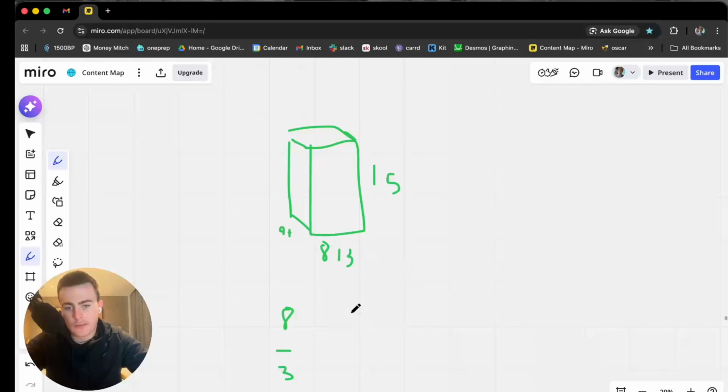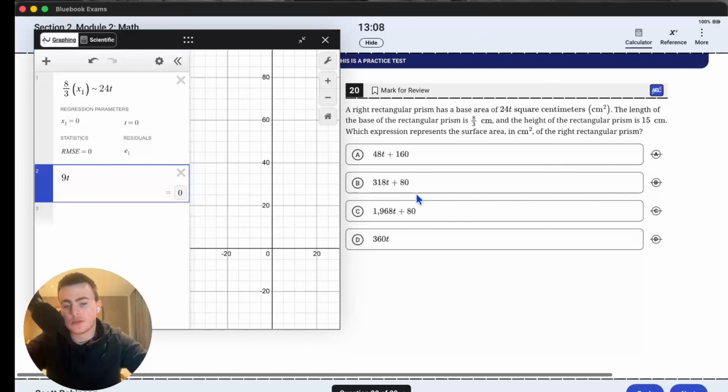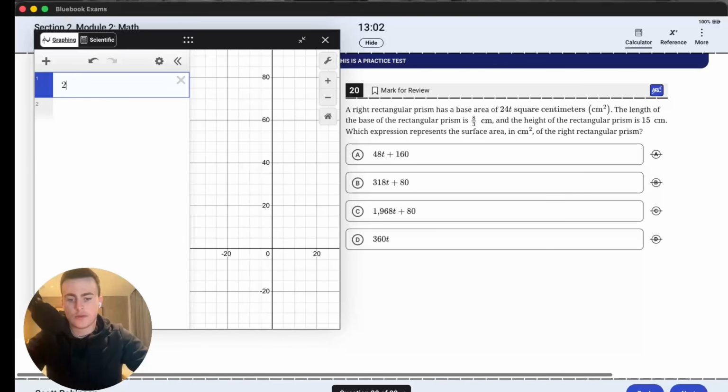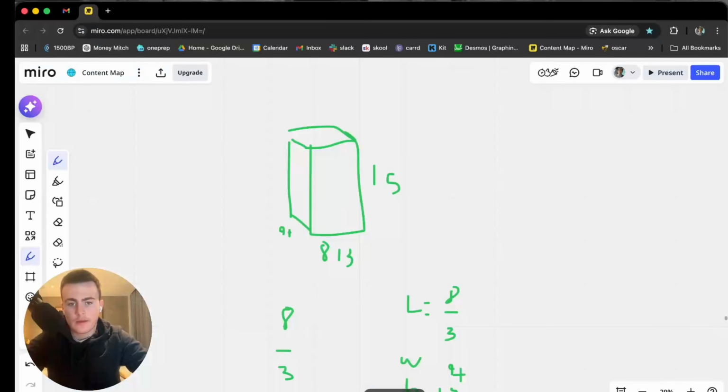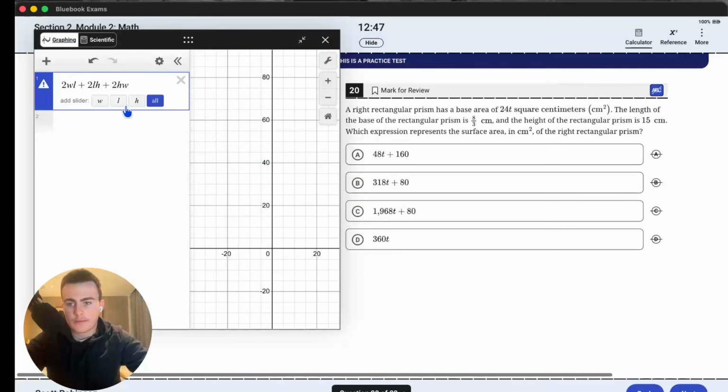Great. So length 8 over 3, width 9t, height 15. Now, surface area is 2 length width, 2 width height, 2 height length. So it's just 2 width length plus 2 length height plus 2 height width. Great. Now, back to the thing. Length is 8 over 3.